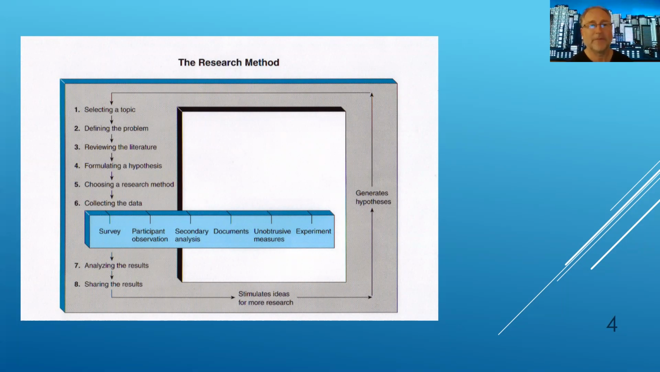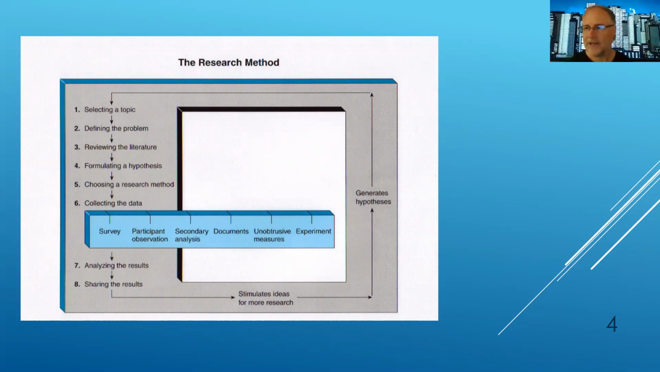Number four, the fourth step is to formulate a hypothesis. A hypothesis is a statement of what you expect to find according to predictions from a theory. So it's kind of like a best educated guess of what you think you're going to find when you have concluded doing all of your research.